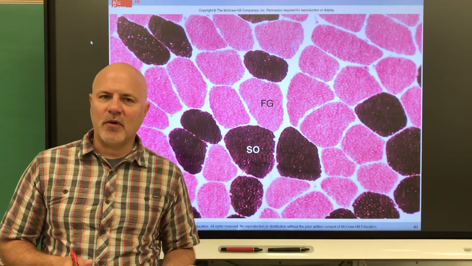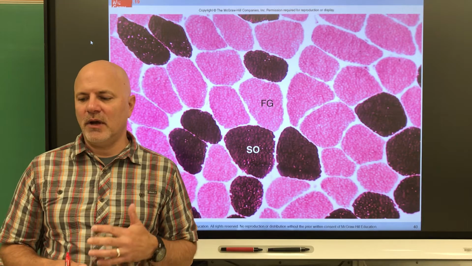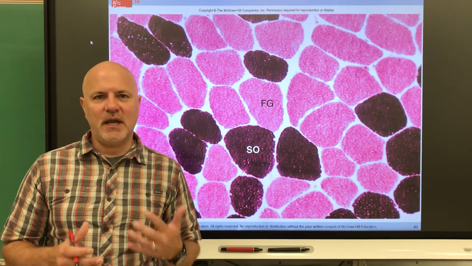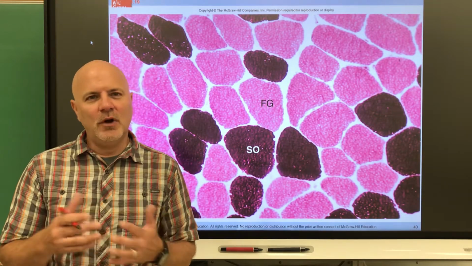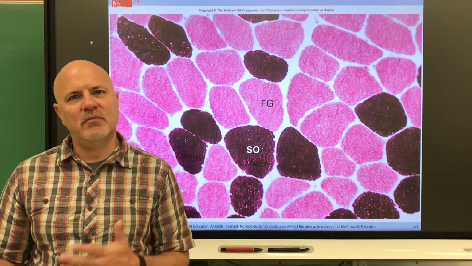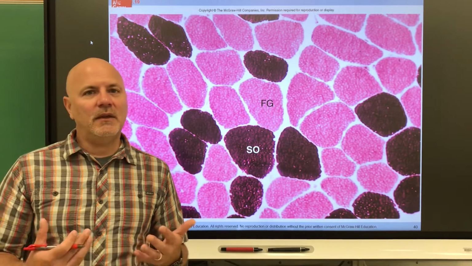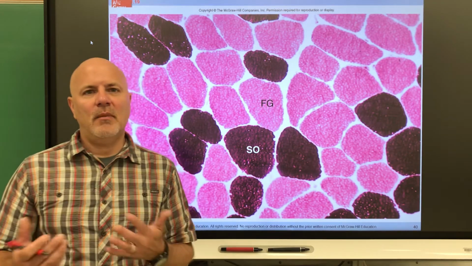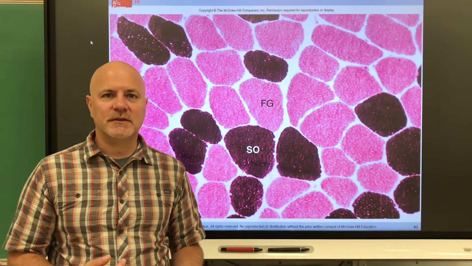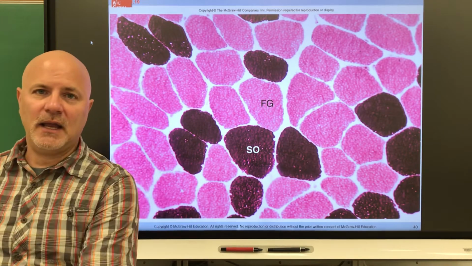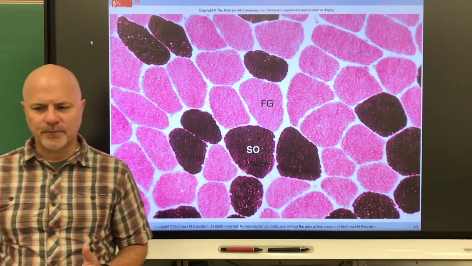Because they respire anaerobically, these muscle fibers are relatively low in mitochondria, blood capillaries, and myoglobin. Mitochondria is where we do aerobic respiration. We don't need a whole lot of blood capillaries going to them because blood capillaries deliver oxygen. They're low in myoglobin because myoglobin is the protein that stores oxygen in muscle cells. They're also relatively high in glycogen because you break down a lot of glycogen doing anaerobic respiration.